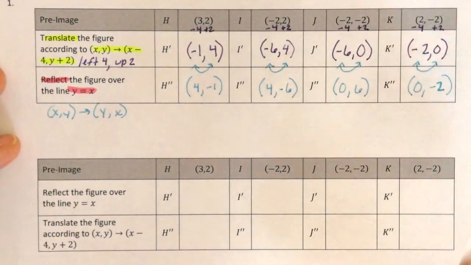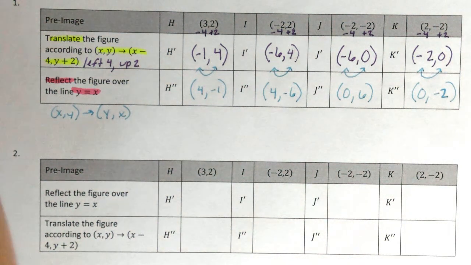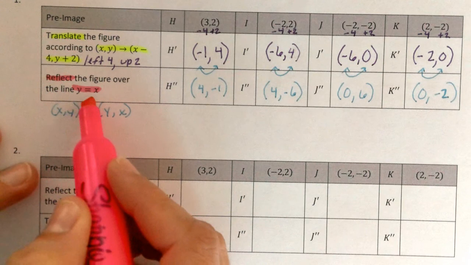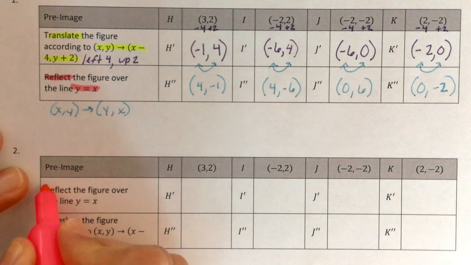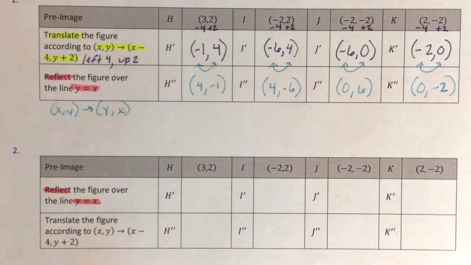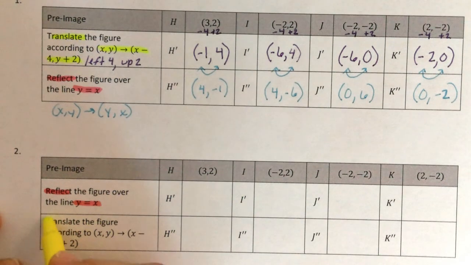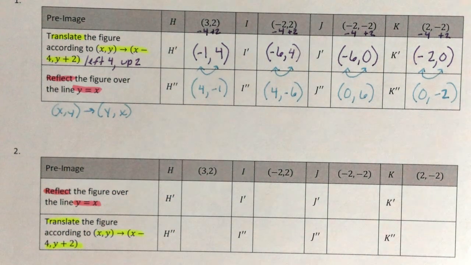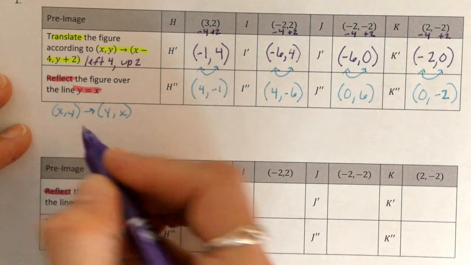What I want to look at, number 2, we're going to be performing the exact same things, just in a different order now. Okay, there's a reason for this. Here, we're first going to, and I'm going to match my colors, reflect over y equals x. I used my pink highlighter. Reflect over y equals x. Then I'm going to translate according to that same rule of subtracting 4 from the x, adding 2 to the y.